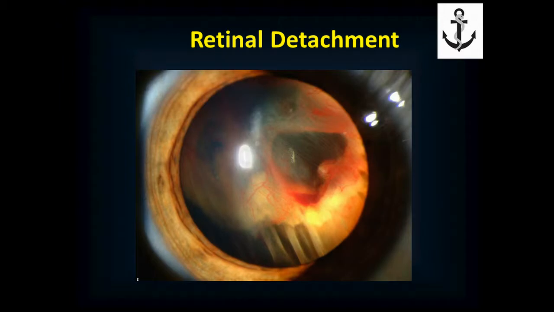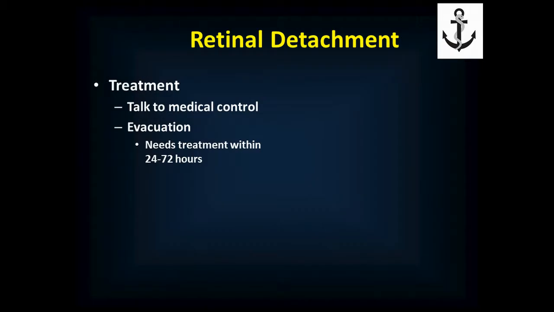So this is an awesome image. You'll never see this. I'll never see this. This is the patient has had their eyes dilated, and you're looking in through a slit lamp binocular microscope. You can see the blood vessels of the posterior wall, and from about the 3 o'clock to the 5 o'clock position, you can see where the retina has detached from the wall. So talk to medical control, evacuate the patient. These need treatment within 24 to 72 hours to prevent vision loss.